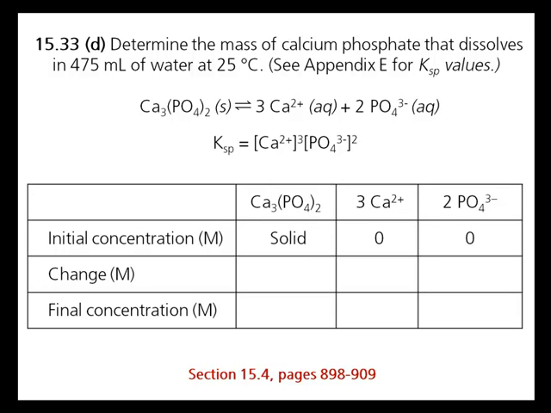We can set up an ICE table. The calcium phosphate is a solid. For every mole of that dissolves, we'll make 3 calcium ions and 2 phosphate ions. So the calcium will go up by 3x, the phosphate will go up by 2x, and at equilibrium then there will be 3x moles of calcium per liter and 2x moles of phosphate per liter.